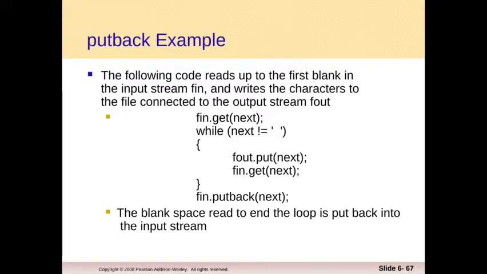So eventually we're going to arrive at a space, let's say. I mean, that's the assumption here. We are going to arrive at a space. So this makes this condition false, and we get to this point. But the space was not meant to be consumed by this part of the code. But maybe some later part of the code relies on that space being there. So we better put it back.